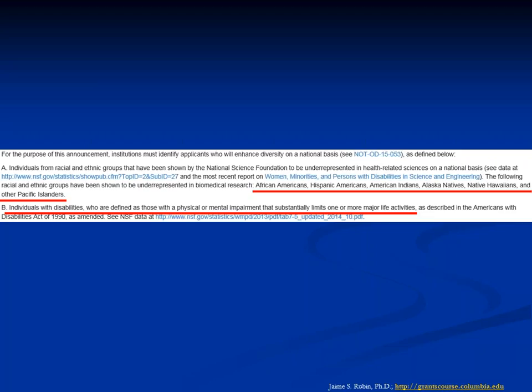Somebody who doesn't meet these criteria for the diversity F31 is welcome to apply for the other F31 program. It has exactly the same review criteria. The application has exactly the same deadlines. The application kit is exactly the same. It's just a question of meeting this eligibility criteria.